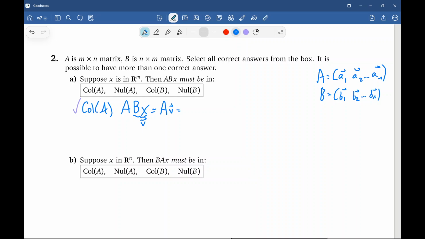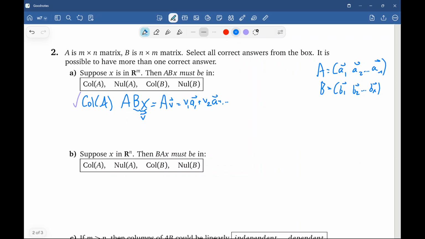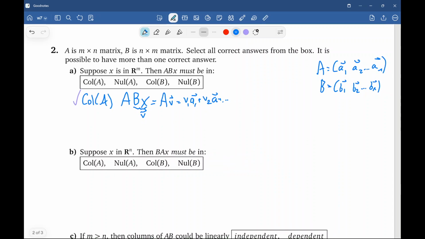So here, this is equal to V1, which is just going to be the first component of V, times A1, plus V2 times A2. Oh wait, actually I should be a bit more careful over here. A is m by n, so it has n columns. B has m columns, so this should be m. Okay. In any case, this is Vn times An. Okay. Oh, this should be A2. Okay. These A's are columns of A.